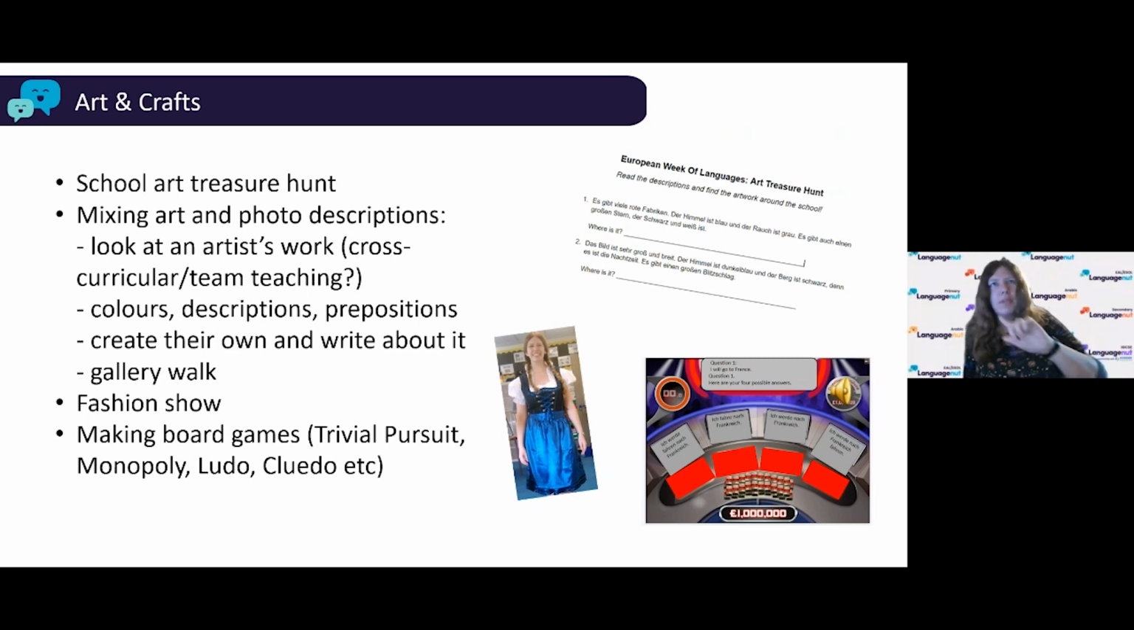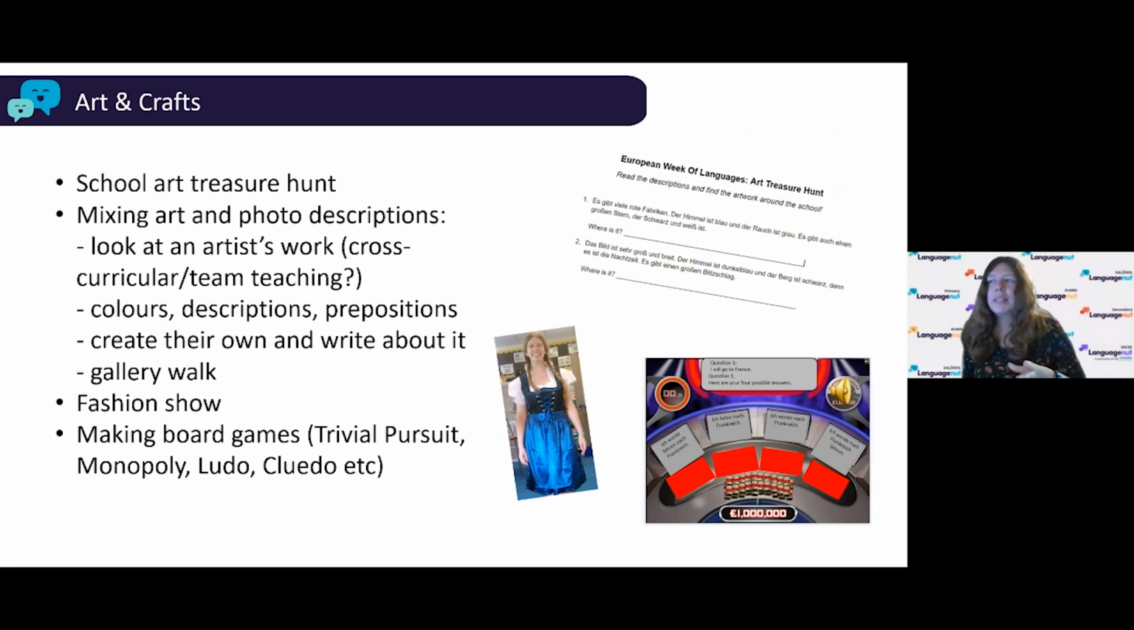I went around the school and found various beautiful pieces of artwork on the walls, mostly done by students. I wrote descriptions of them, and then students had to go around in groups and read the descriptions and find those and take photos of them and come back, so I knew that they'd found the correct one. So it's a really nice way of getting them to practise photo descriptions and the language used for photo descriptions, but applied to their peers' work, which they really liked.